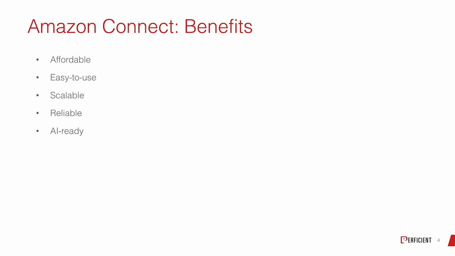It's scalable. So with a few clicks of a button, you can add or remove agents and administrators in your contact center. It's also reliable. Amazon Connect is part of Amazon's own infrastructure, and it operates globally in over 20 geographic regions, meaning you're not relying on a single data center. And finally, it's AI ready. Using Amazon Lex, Polly, or Transcribe, it's possible to implement artificial intelligence into your contact center to offer a better customer experience.